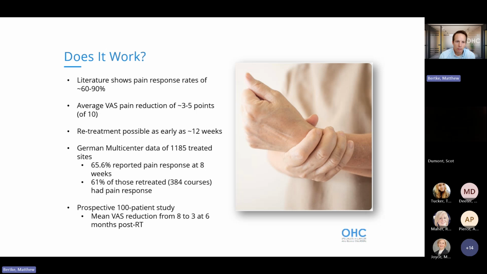Just to cite some of the big studies in this area, there's a large German study that showed about a 2 out of 3 response rate at 8 weeks. Even among people who required a retreatment, over 60% had a good response to retreatment as well. In a large prospective study looking at pain reduction, there was a reduction from 8 to 3 at 6 months post radiation. So it's even more durable than we usually think of as the length of time that a joint injection would work.